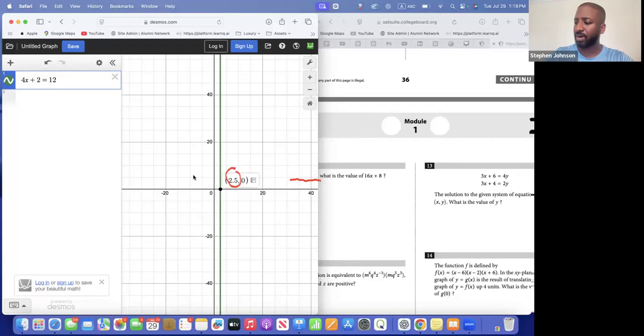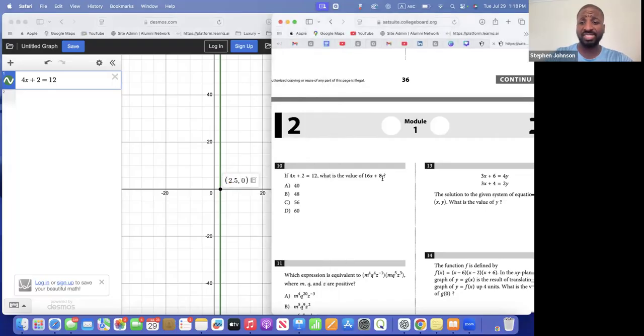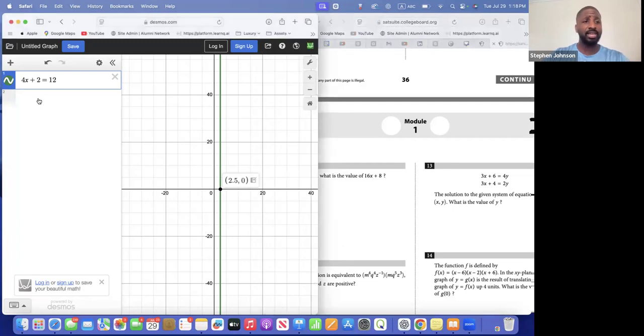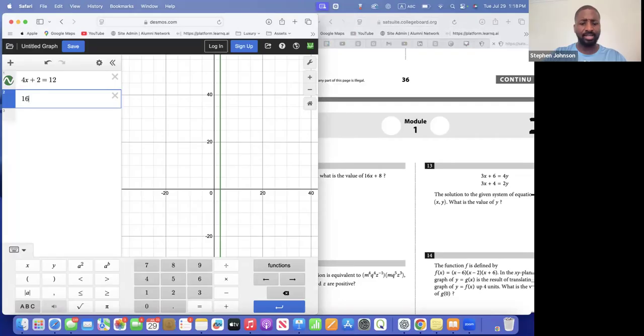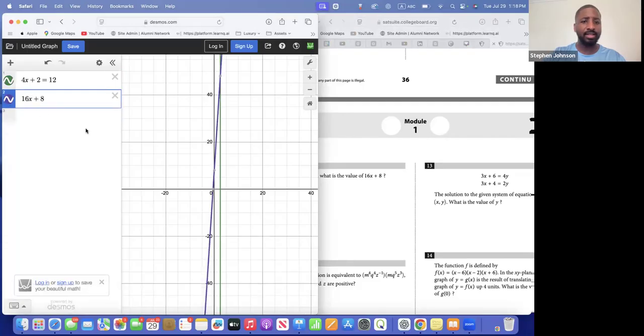But what's the question asking for, right? I don't know if that's all the question wants. Well, the question wants the value of 16x plus 8. All right, so let's see what happens if I type in 16x plus 8. And let's go down. That gives me, oh, look at that. So it intersects right there at 48, right?